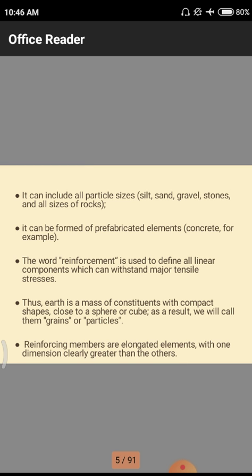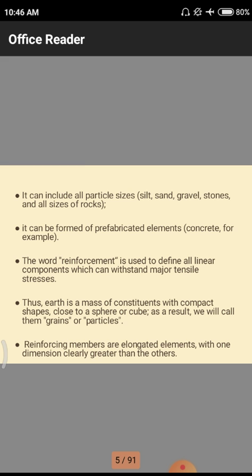The word reinforcement is used to define all linear components. That means reinforcement is linear. Why? Because it is in only one direction. The total structure is located in one direction. But in the case of slabs and other things, they are in two directions, so both x and y directions have some radius and lengths. But in the case of reinforcement, it is only one-sided in size. One side means we simply take a bar. The bar orientation is simply in one direction, so we call it a linear mass.